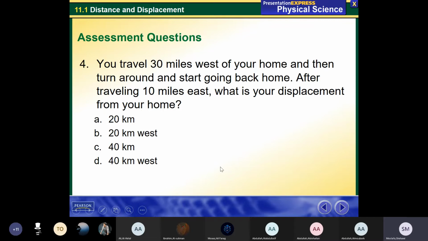You travel 30 miles west to your home and then turn around and start going back home. After traveling 10 miles east, what is your displacement from your home? You can draw it if you are not able to imagine it in your mind, so you can use a pen and draw it. What is your displacement? Remember, the displacement is calculated from your starting point till your end point, regardless of what direction you're moving right now.